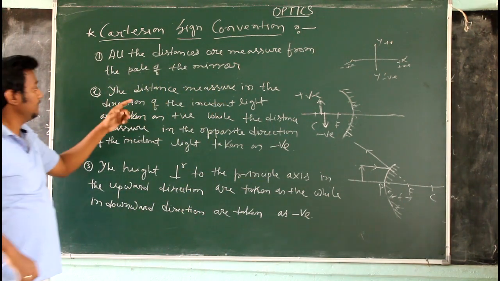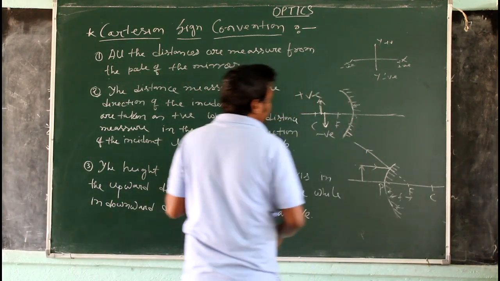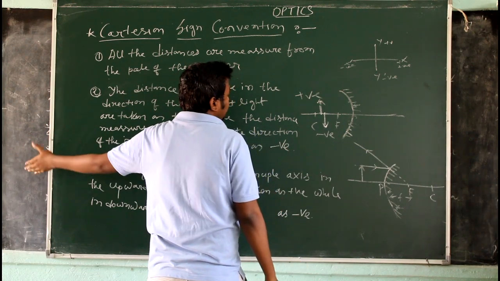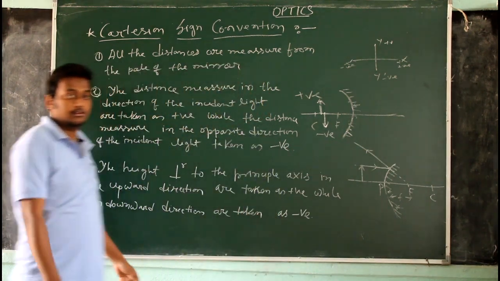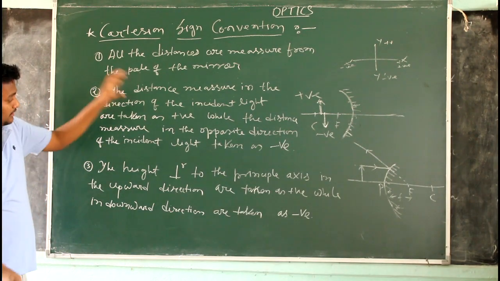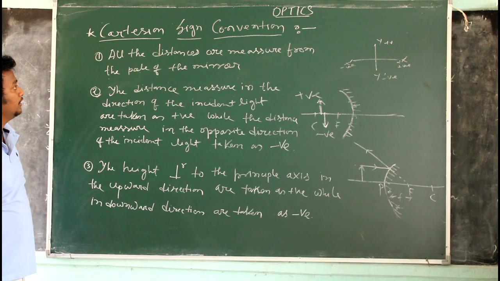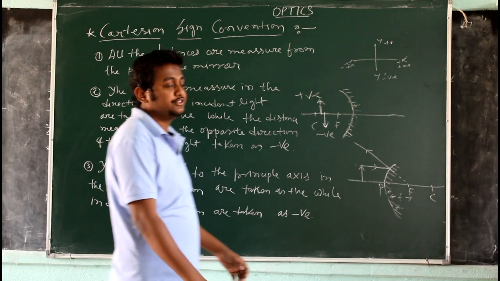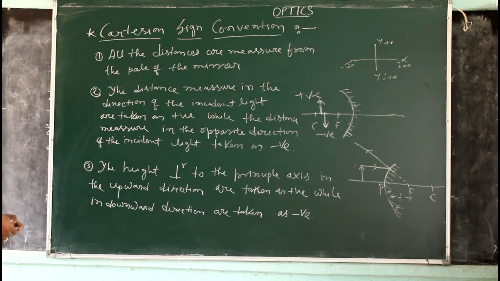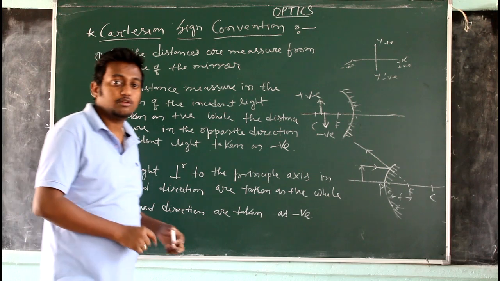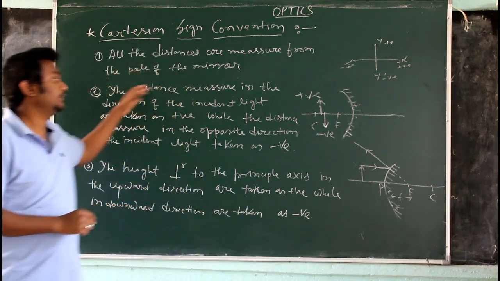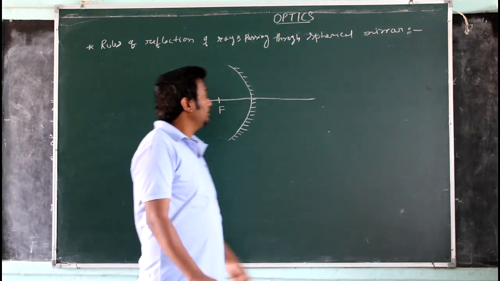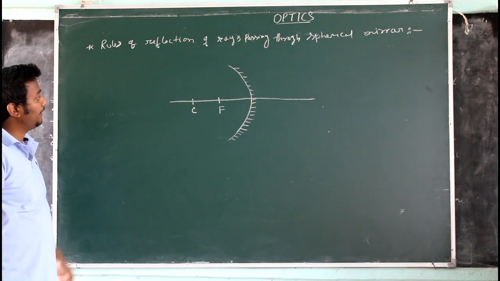Same like this, the distances of the object in the positive x-axis are taken to be positive, and in the opposite direction, that is in the negative x-axis, are taken to be negative. So these are the sign conventions we use in spherical mirrors. By using this sign convention, we will derive the mirror formula, and we will solve different numericals using this sign convention.